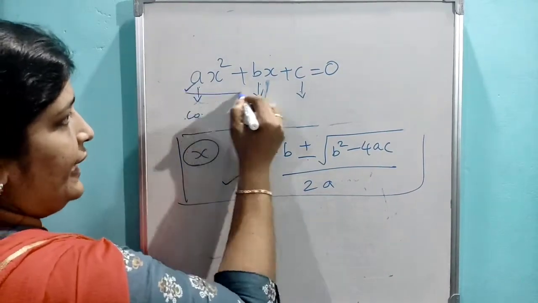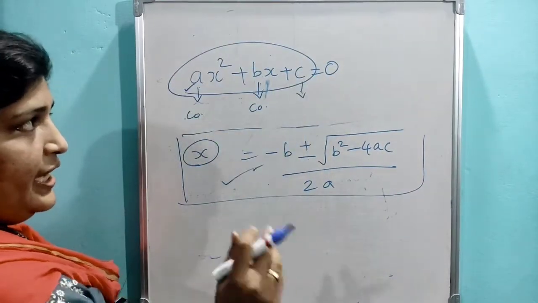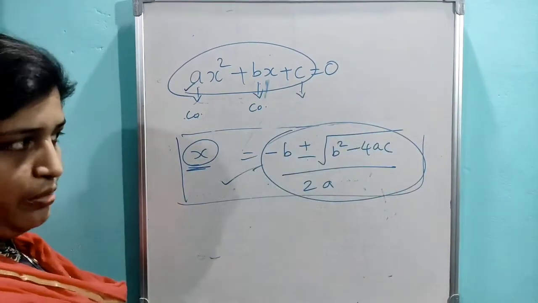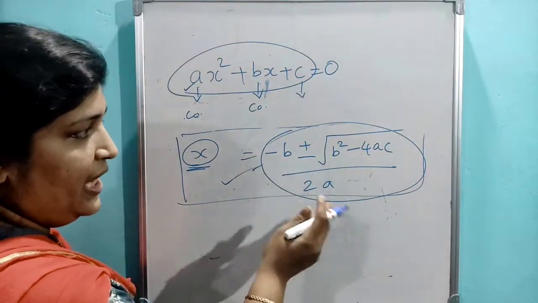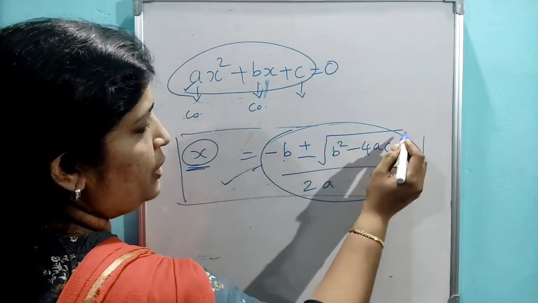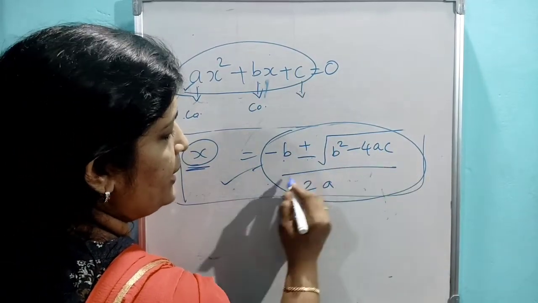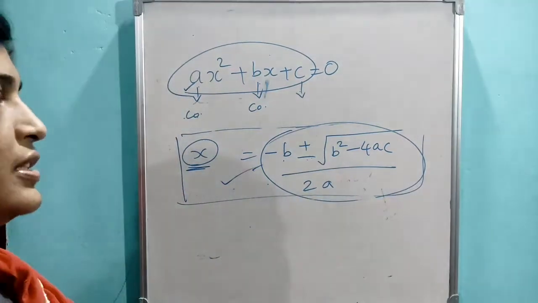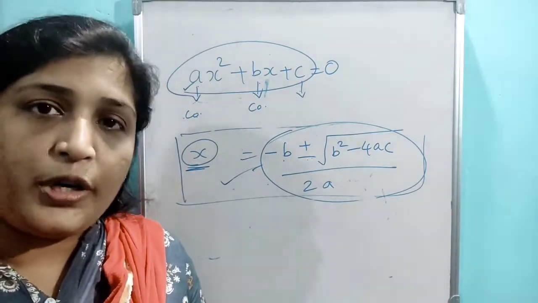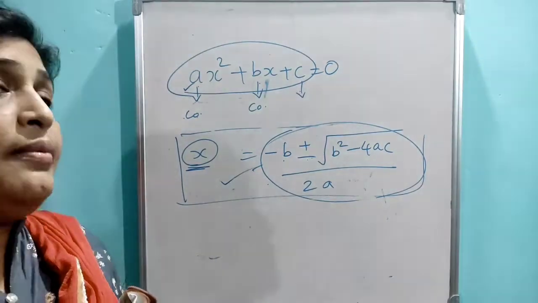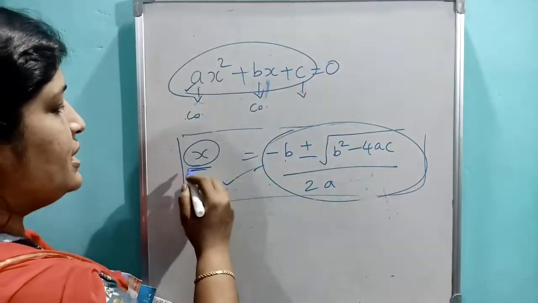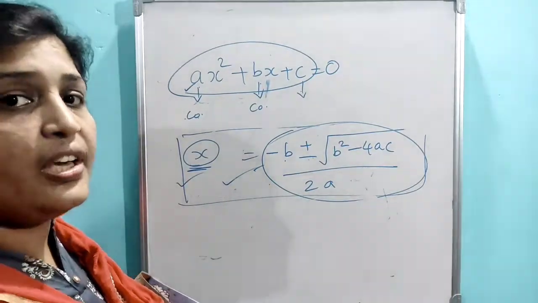So if we have a second degree equation like this, to find the solution we just need to substitute these values in the equation. What is the equation? The equation is minus b plus or minus root b square minus 4ac by 2a. This is our equation. You have to learn this equation by heart because it is very important, and the very same equation is used in the coming chapter, polynomials, also. This is the solution of a general second degree equation.